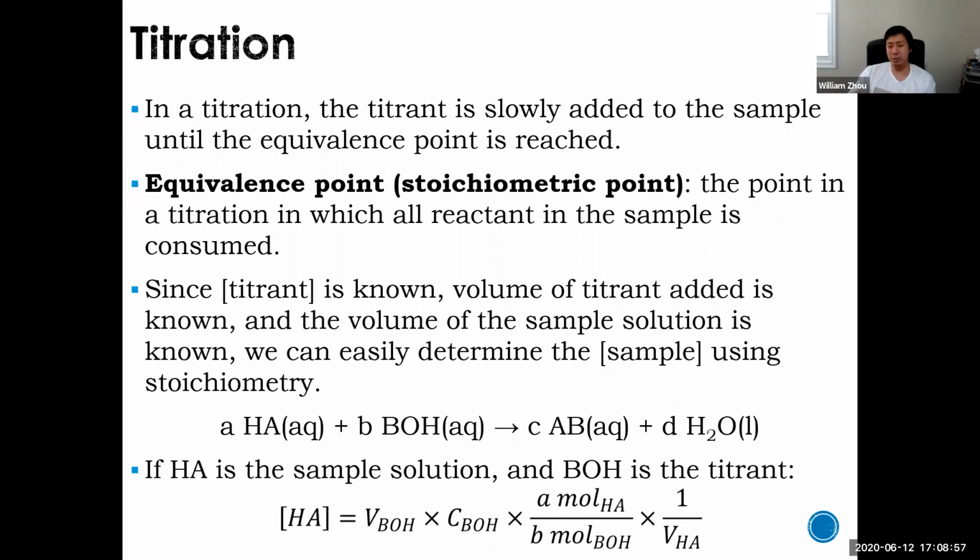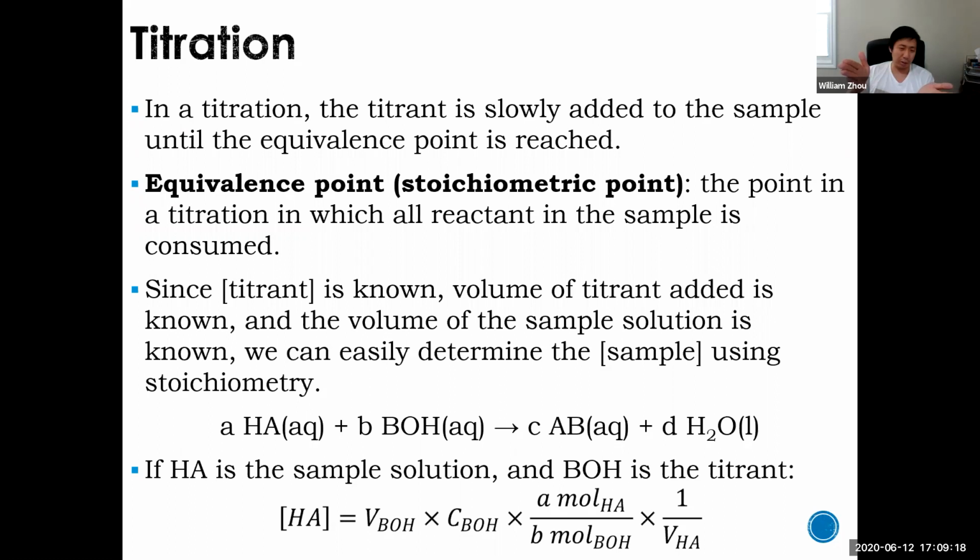And you can use the mole ratio between acid and base in the balanced equation to convert the moles of base into moles of acid. You divide by the moles of base times the moles of acid according to the balanced equation. And then now you end up with moles of acid.